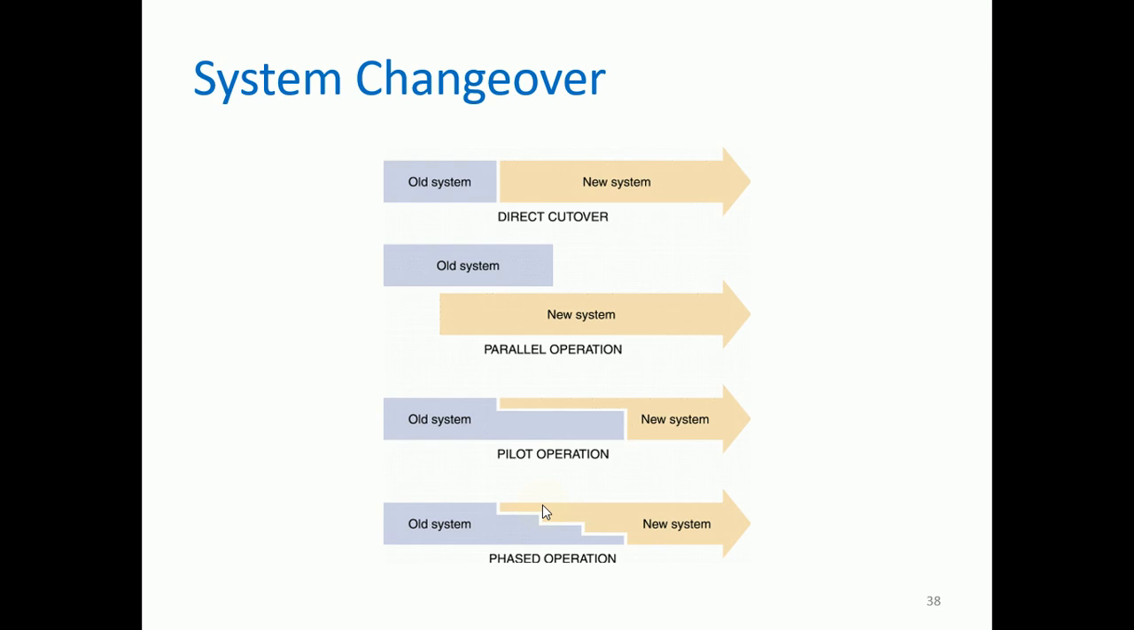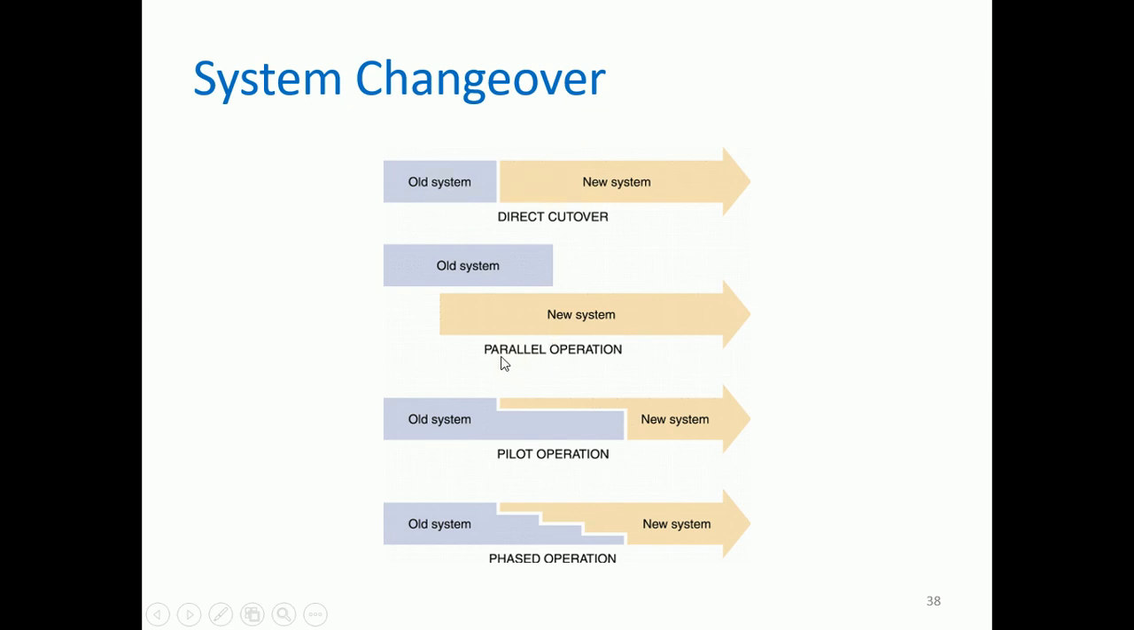So next, after data conversion, we have the system changeover. We have four types of system changeover. We have the direct cutover, parallel operation, pilot operation, and phased operation. So for the system changeover, we always have the old and new system. For direct cutover, for example, yesterday you used the old system, and then on Monday you're already going to use the new system. So that is the direct cutover.